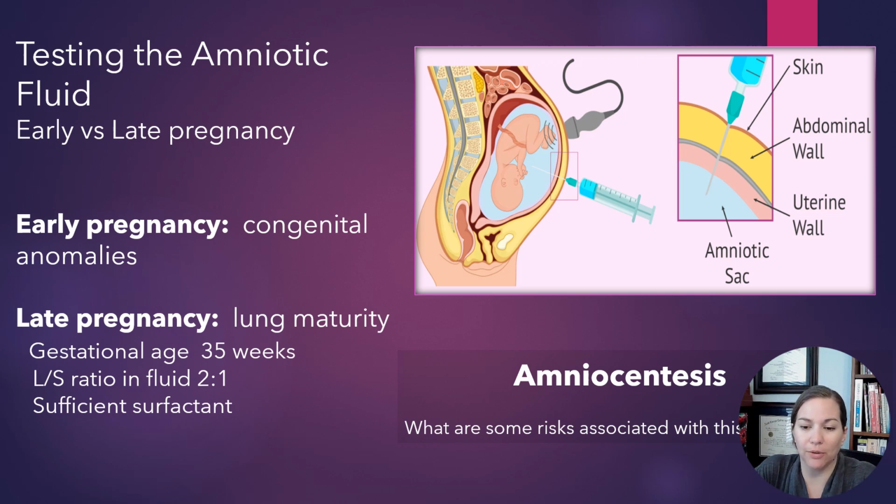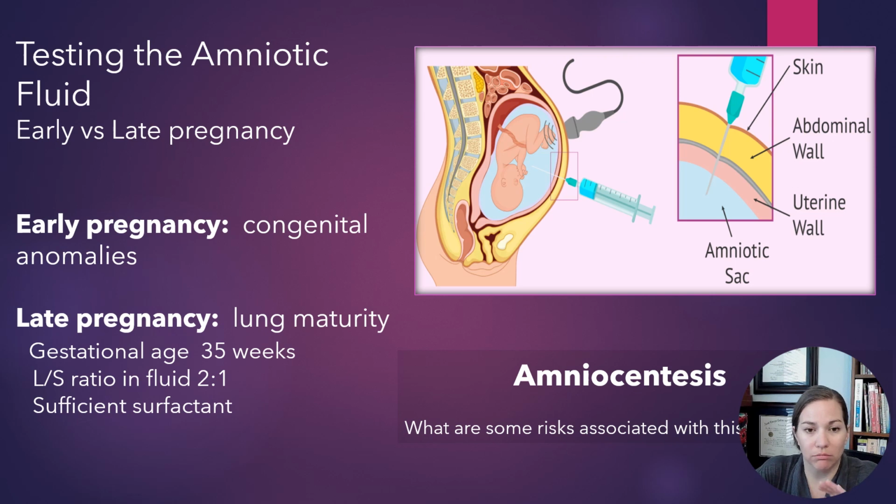We commonly give steroids if the mom is at risk for preterm labor and preterm delivery, to help encourage the baby's lungs to develop and to develop surfactant. So we might do amniocentesis in that case. Now, as you can imagine, this comes with risks.